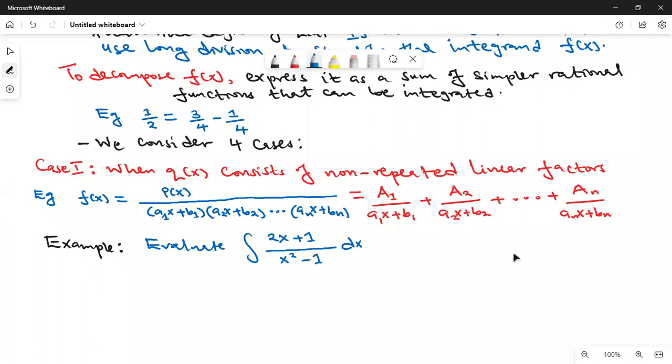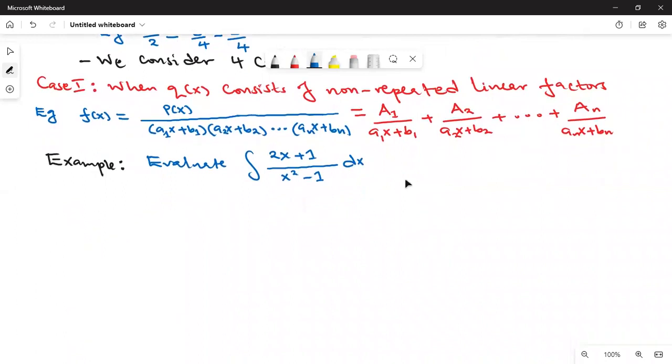If you look at this integral, you realize that the denominator is a difference of two squares, which we can factorize to get a product of x minus 1 and x plus 1. So our integral can be written as the integral of 2x plus 1 over x minus 1 times x plus 1, integrate with respect to x. So look at those linear factors. x minus 1 is a linear factor. Another one is x plus 1. They are non-repeated. None of them is repeated. So we need to decompose this into its partial fractions.